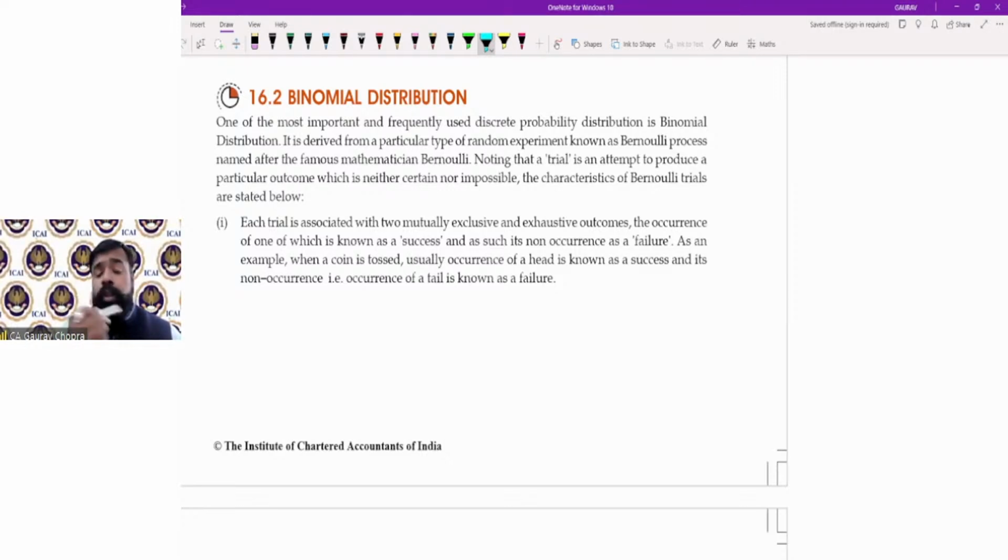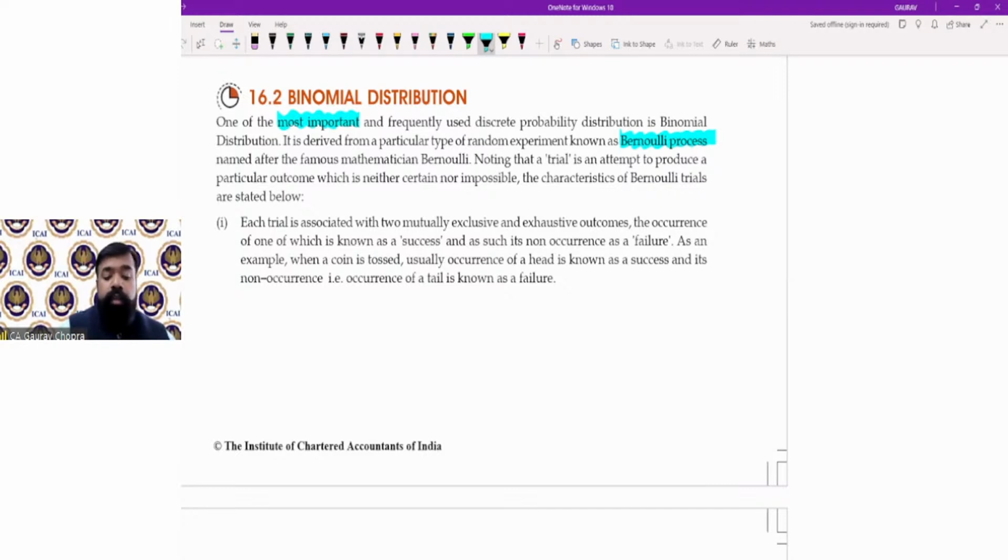Among the two discrete distributions, this one is most important. This one is of major use as compared to Poisson, so this is frequently used. It is derived from a particular type of random experiment known as the Bernoulli process, named after Jacob Bernoulli. So this can also be regarded as Bernoulli's theorem.